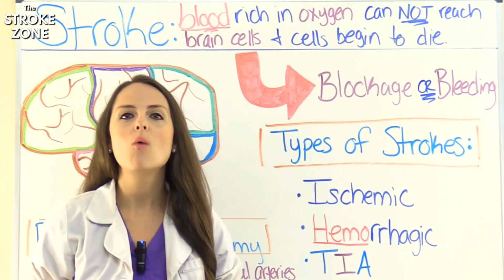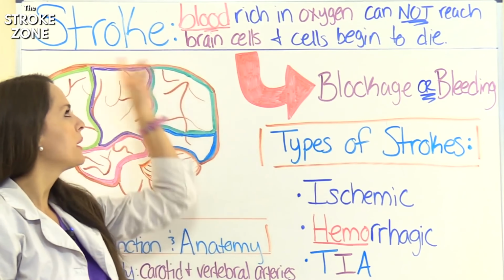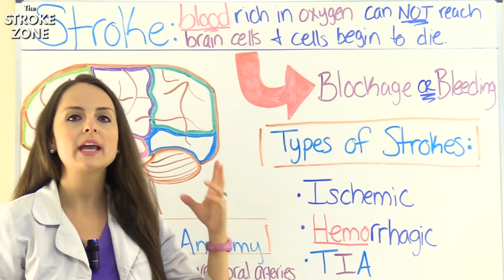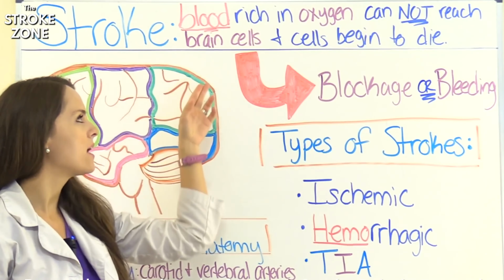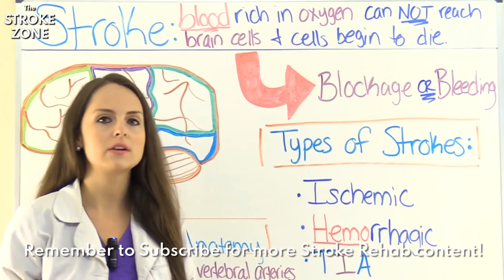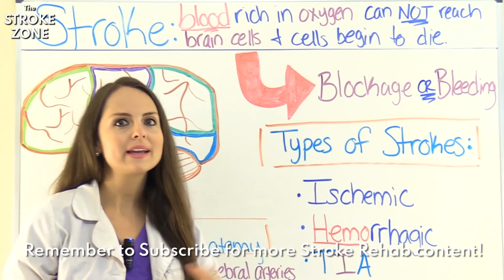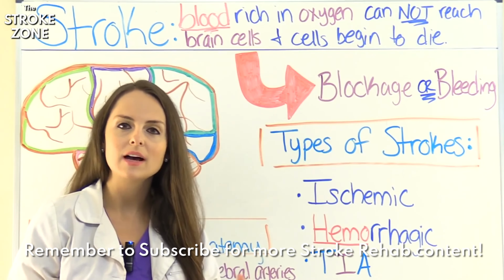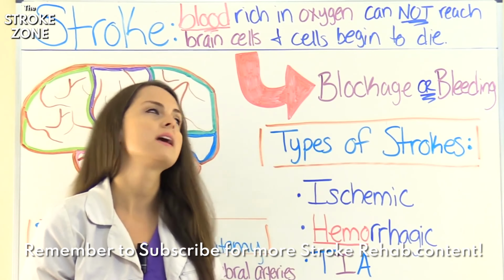First, let's start out talking about what is a stroke. It is where blood rich in oxygen cannot reach brain cells. And when this happens, cells begin to die after a certain amount of time. Now, what can cause this? What can limit blood flow to the brain tissue, those cells?